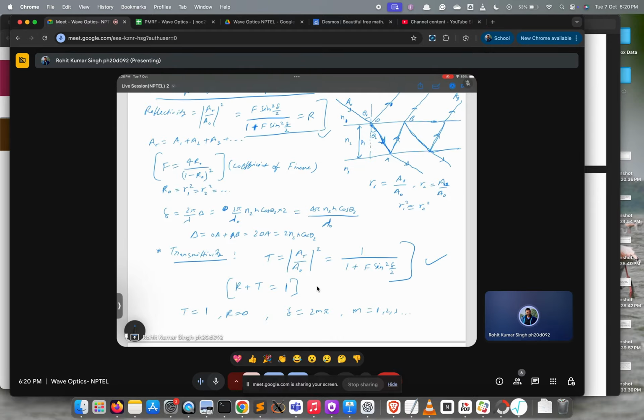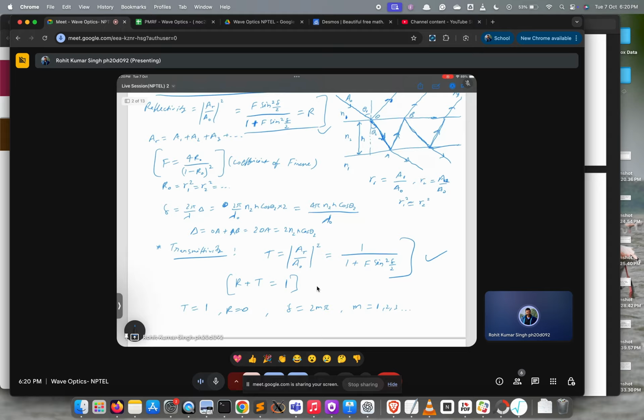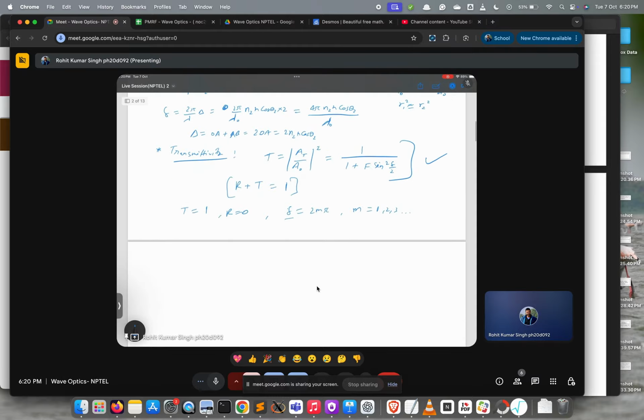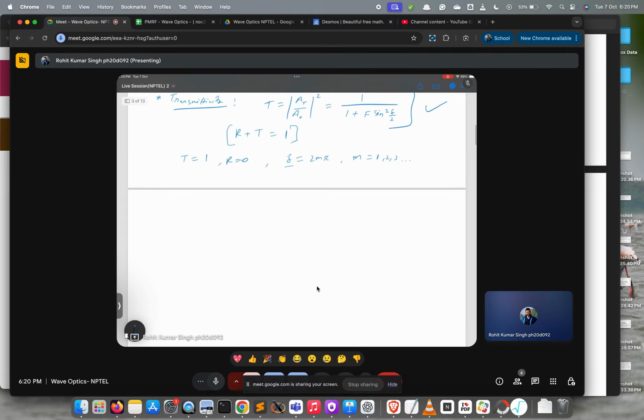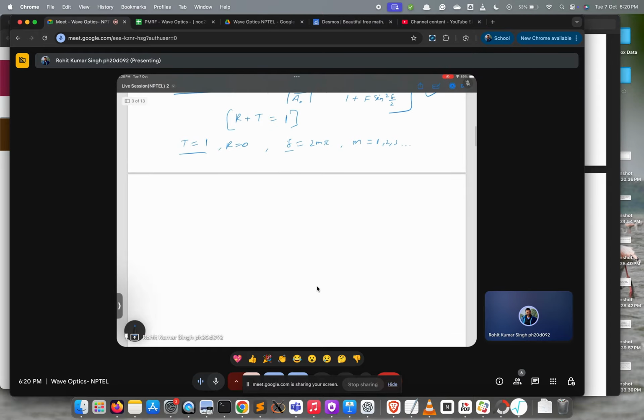So this is the basis of this Fabry-Perot interferometer, as we will see. For the Fabry-Perot interferometer, we need this condition. We need the incident light to be fully transmitted. We don't want it to be reflected. So this phase difference is very important. Also, this is when full transmittance is there, like all the incident wave is transmitted.